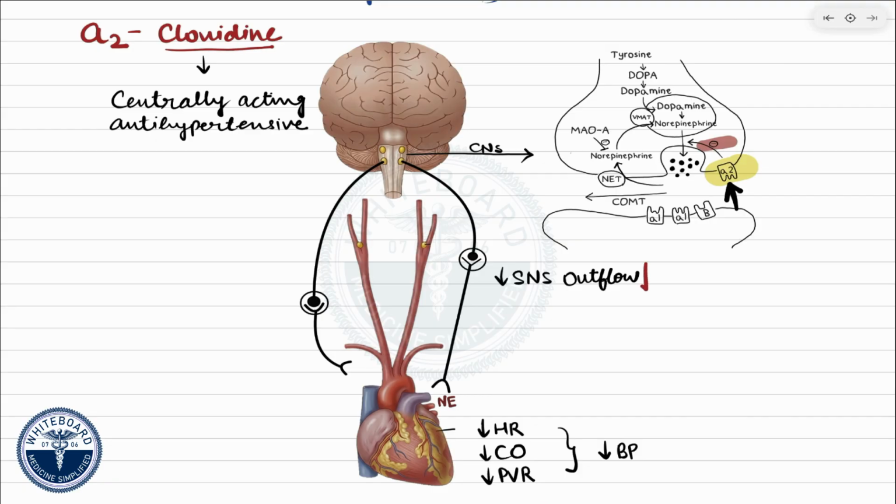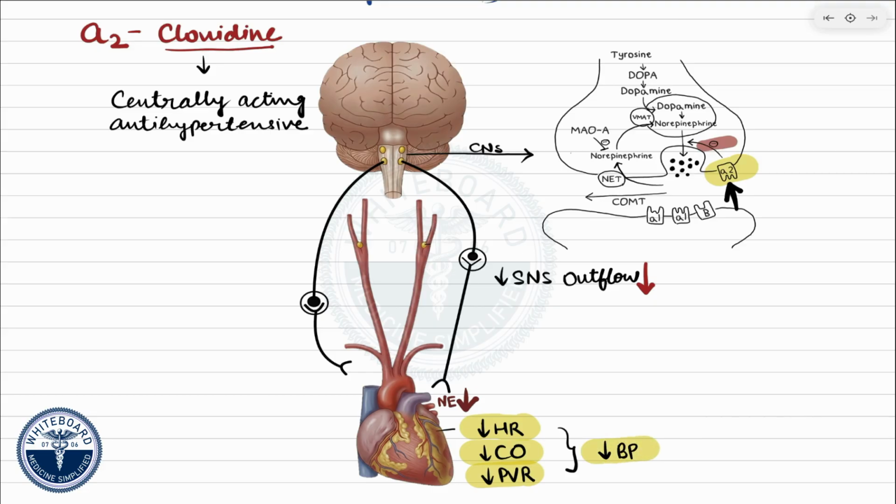Their activation suppresses sympathetic outflow from the central nervous system. In other words, fewer sympathetic impulses travel from the brain to the heart, blood vessels, and other organs. As sympathetic activity decreases, the amount of norepinephrine released from postganglionic sympathetic nerve endings also decreases. With less norepinephrine available to stimulate alpha 1 and beta 1 receptors, blood vessels relax, peripheral vascular resistance falls, the heart beats more slowly, and cardiac output decreases. Together, these effects produce a sustained reduction in blood pressure.